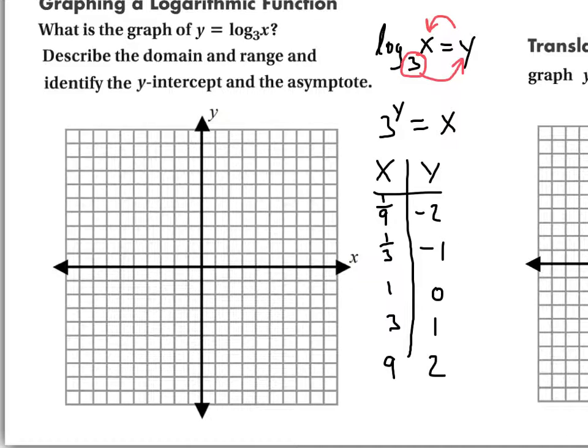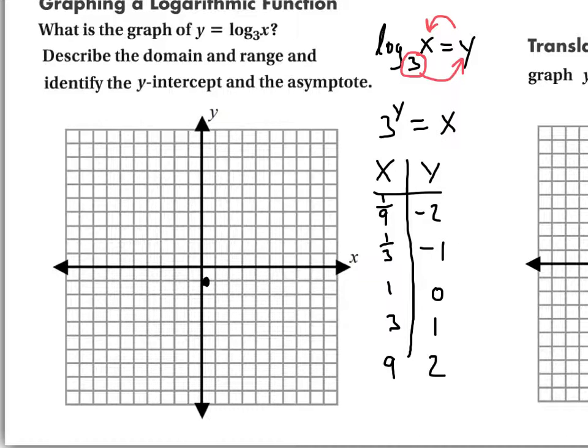So that t-chart I want to graph. So if I graph 1/9, negative 2, 1/9 is super small. With the thickness of my pencil lead, I'm not going to be able to graph that where it's really supposed to go. So I'm not going to graph that one. It's on my t-chart. You need it on your t-chart, but I'm not going to graph it. But I can approximate where 1/3 is going to be. So 1/3 on the x, -1 on the y is going to be somewhere around there.